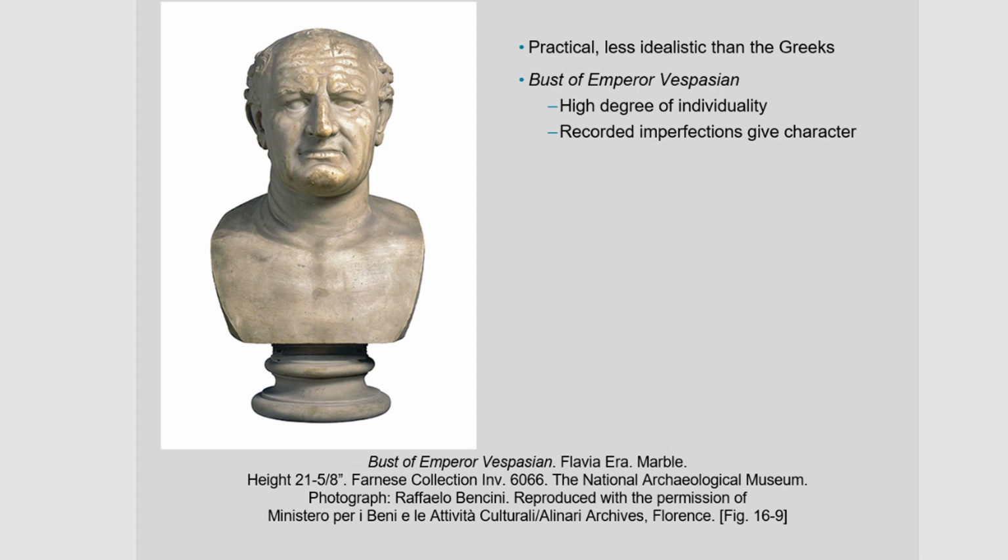Roman art can be seen as more practical, less idealistic than the Greeks, because they were focused on running an actual empire. Here's a bust of an emperor, and their portraiture sculpture has a high degree of individuality, and the imperfections are recorded to give character. They don't make this person look better than they actually are. In some ways they do that, but they do show more individuality, more imperfections.